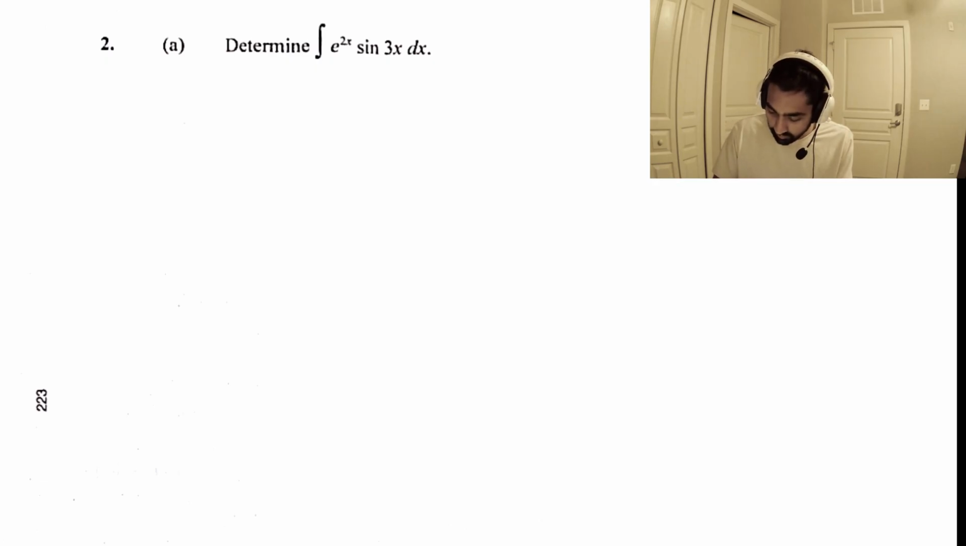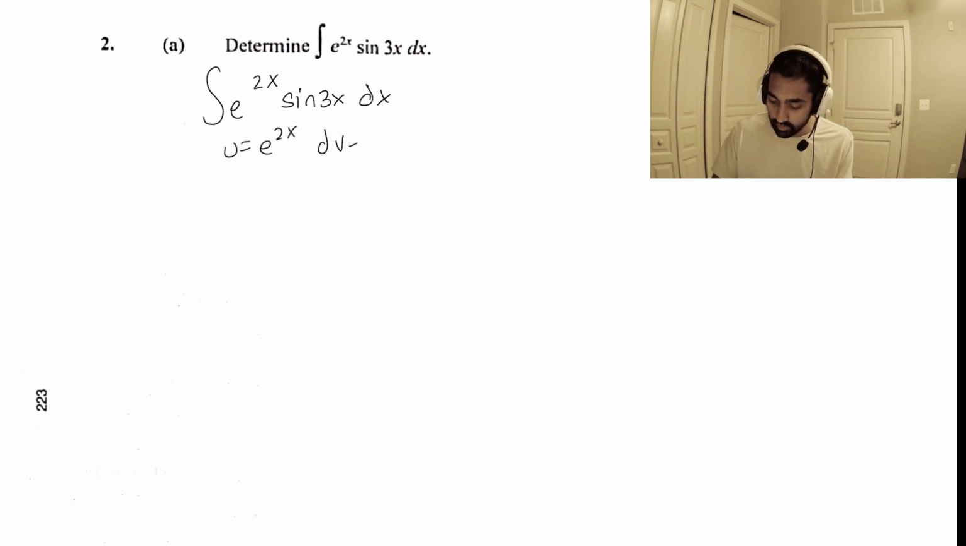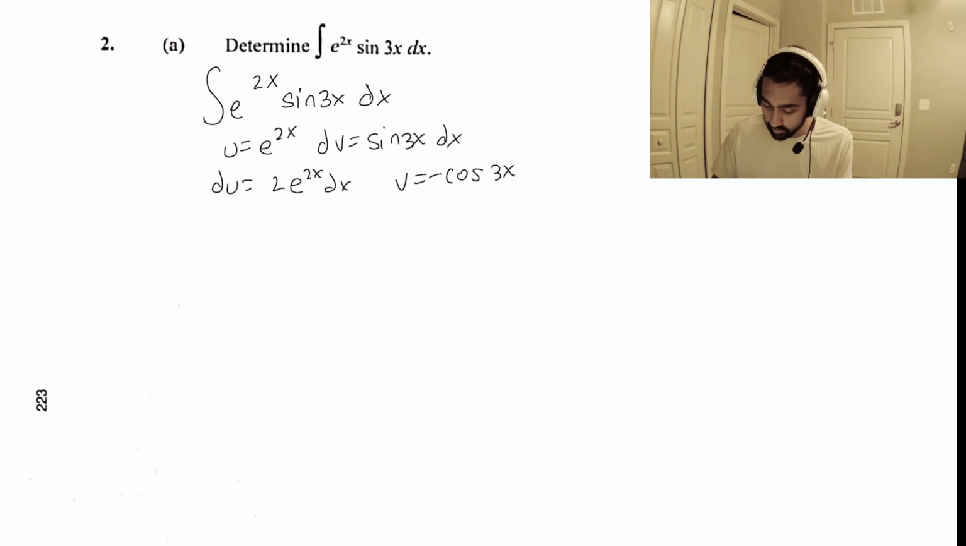So we're going to do integration by parts. The integral of e to the 2x sine 3x dx. If I let u equal e to the 2x and dv equals sine 3x dx, then du is 2e to the 2x dx, and v is equal to minus cosine of 3x over 3.